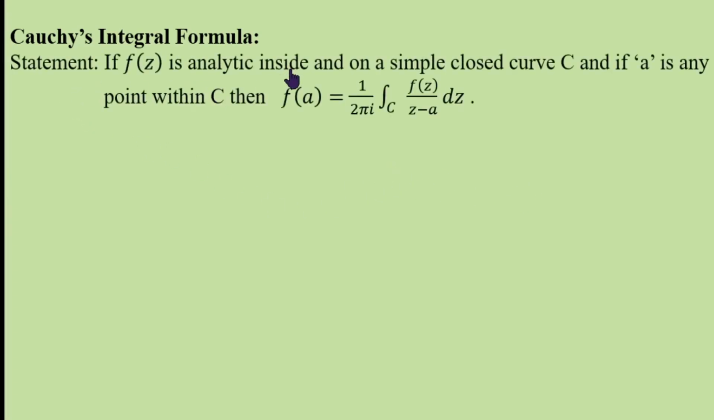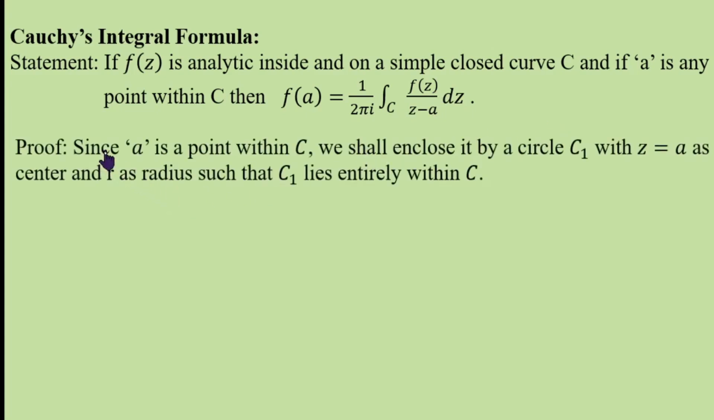Statement is, if f of z is analytic inside and on a simple closed curve C, that means within and on the closed curve C, and if a is any point within C, then f of a is equal to 1 by 2 pi i into integral over C f of z by z minus a dz. Now, how can we prove this theorem?